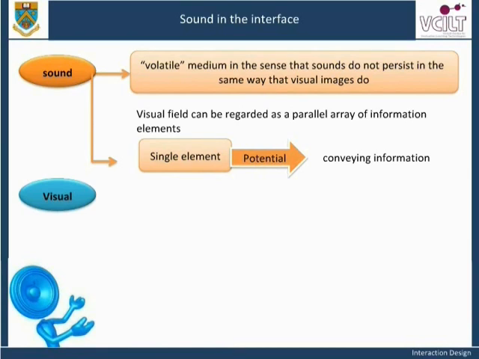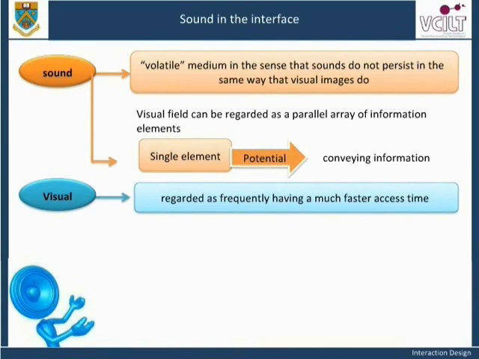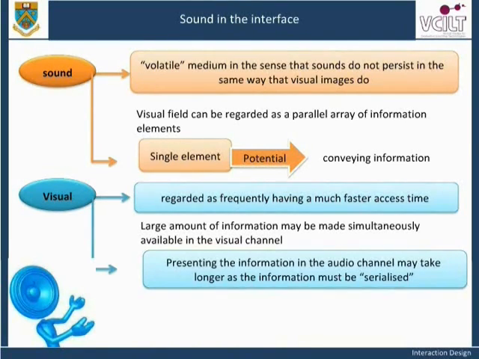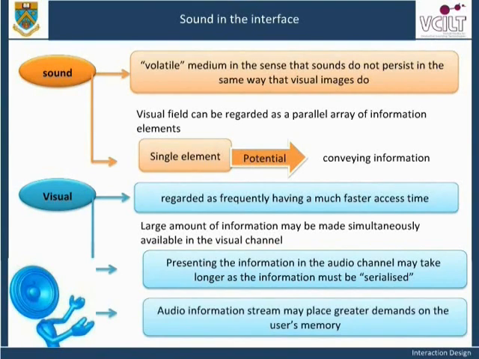Consequently, the visual channel can be regarded as frequently having a much faster access time. For example, a large amount of information may be made simultaneously available in the visual channel, whereas presenting the information in the audio channel may take longer as the information must be serialized. A further implication of this is that an audio information stream may place greater demands on the user's memory while listening. To understand part of a message, the user must remember what has gone before. When reading a visual display, the parts previously read remain visible.